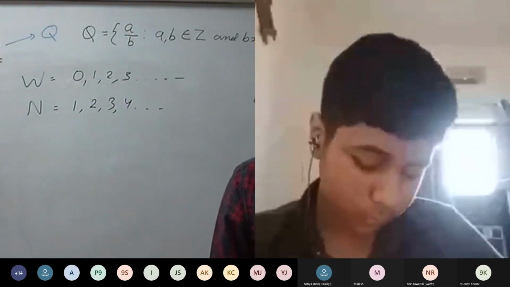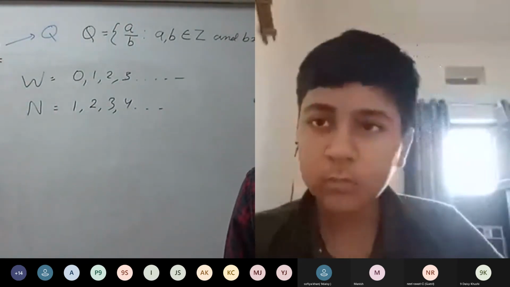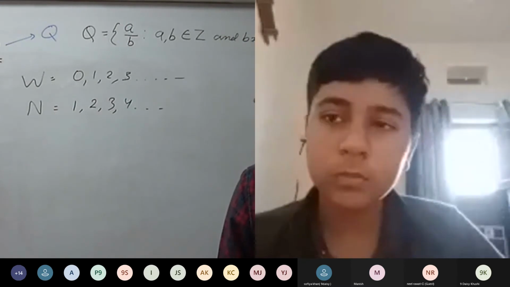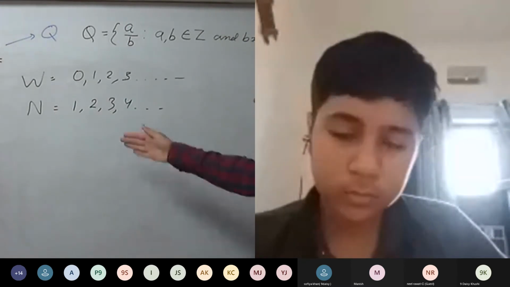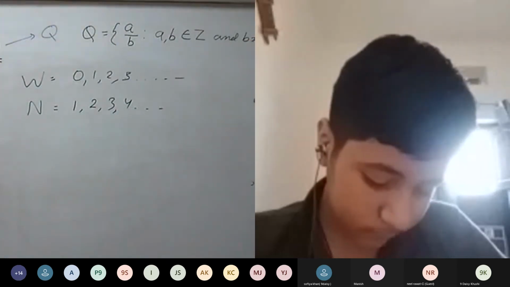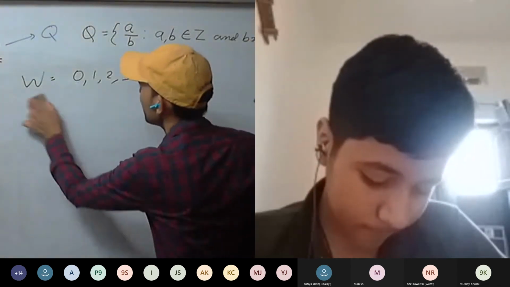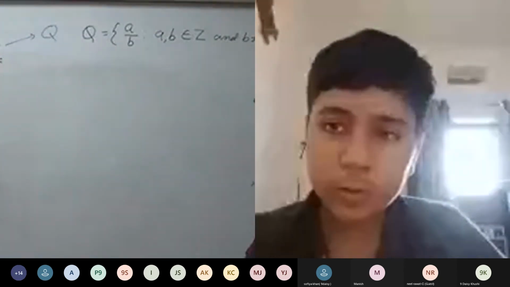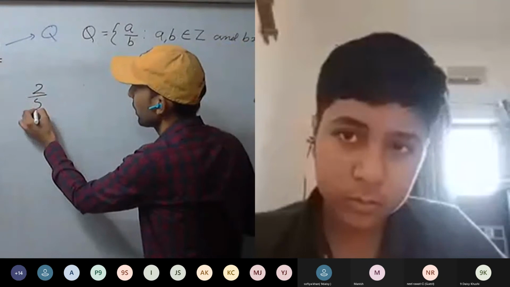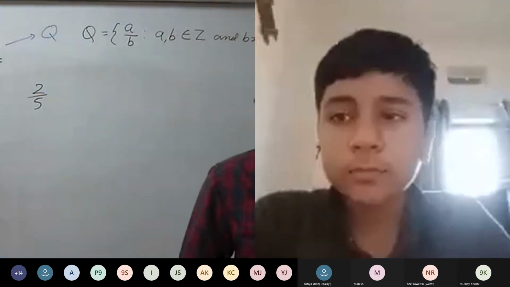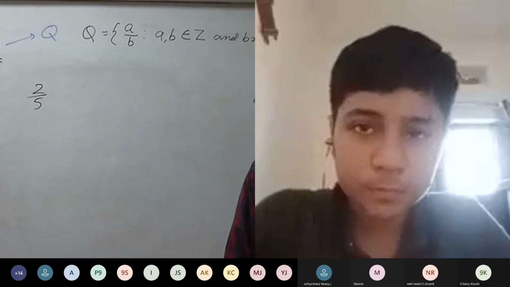Second one, every whole number is a rational number. Is it true? True. Every integer is a rational number. Again true. Last one, every rational number is a whole number. If I give 2 by 5, is it a whole number? No. So every rational number is not a whole number.